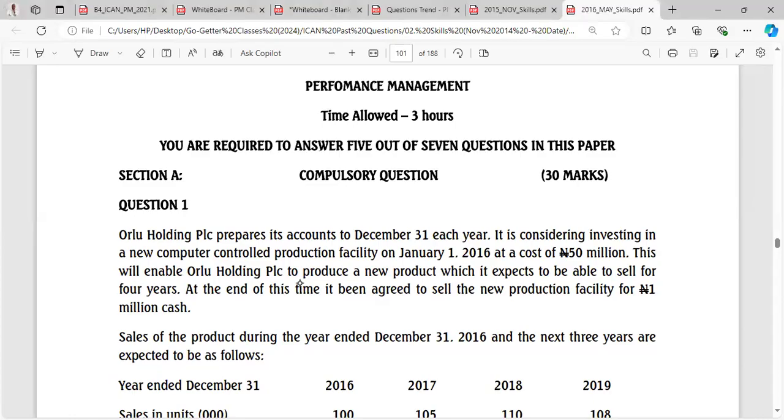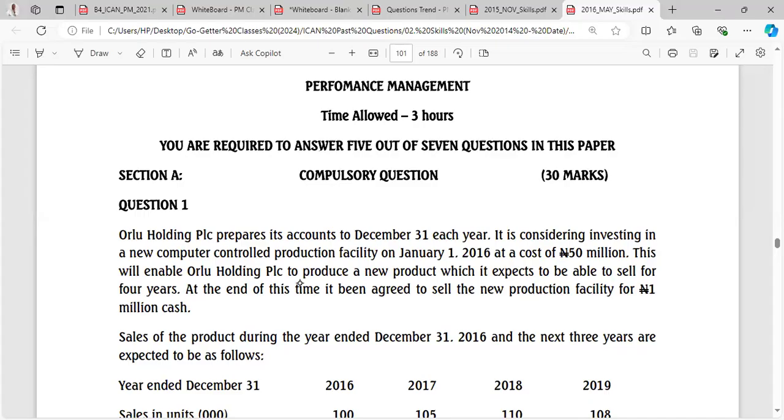So it means that we are standing at January 1, 2016, which is our present time, time 0, and we want to spend a cost of 50 million. So it means that 50 million is already the real value. Don't need converting it because it is now we are spending it.